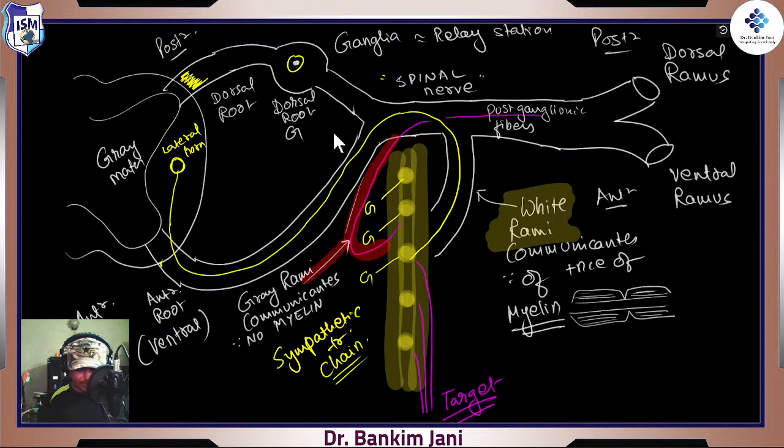Myelin is a protective sheath, right? That's the myelin. So if it is present, we say it is myelinated; not present, so it is non-myelinated, right? And that's how it goes.